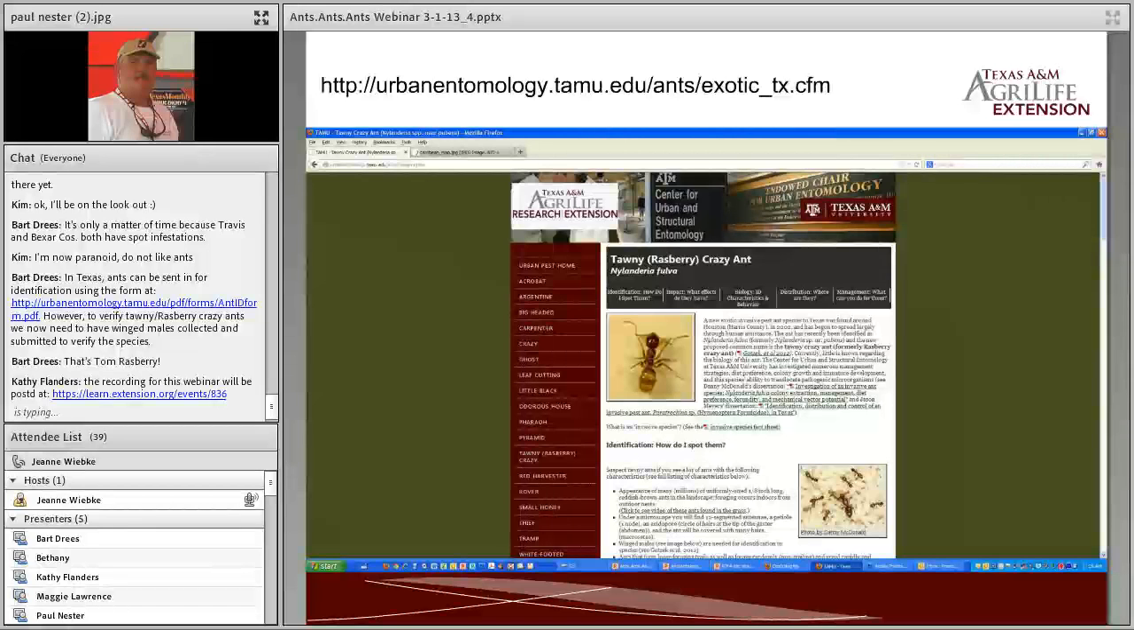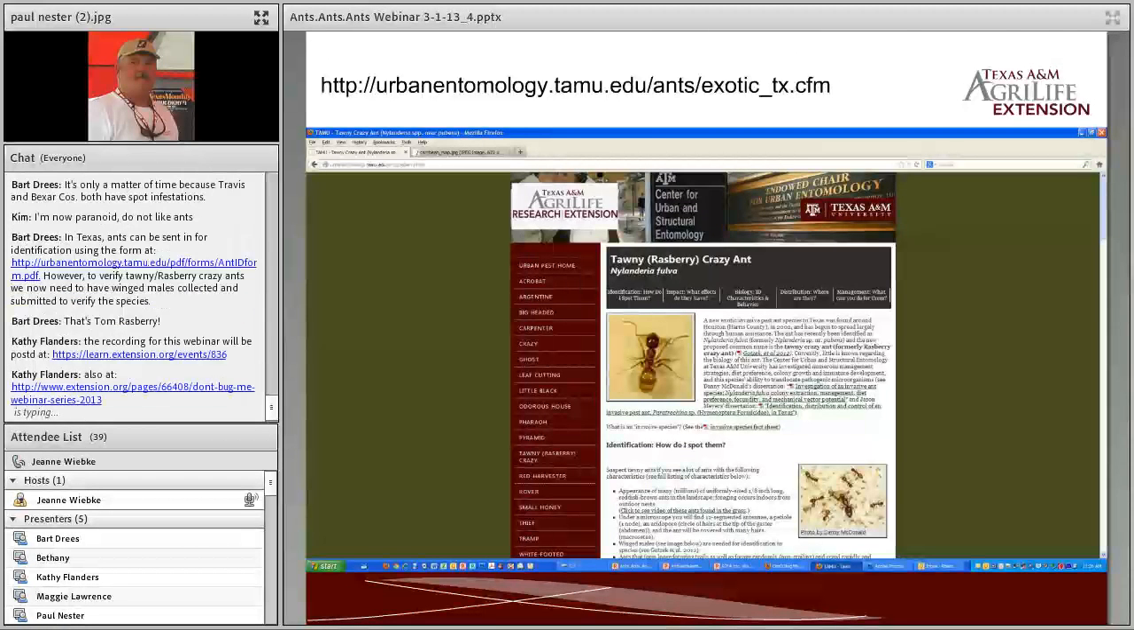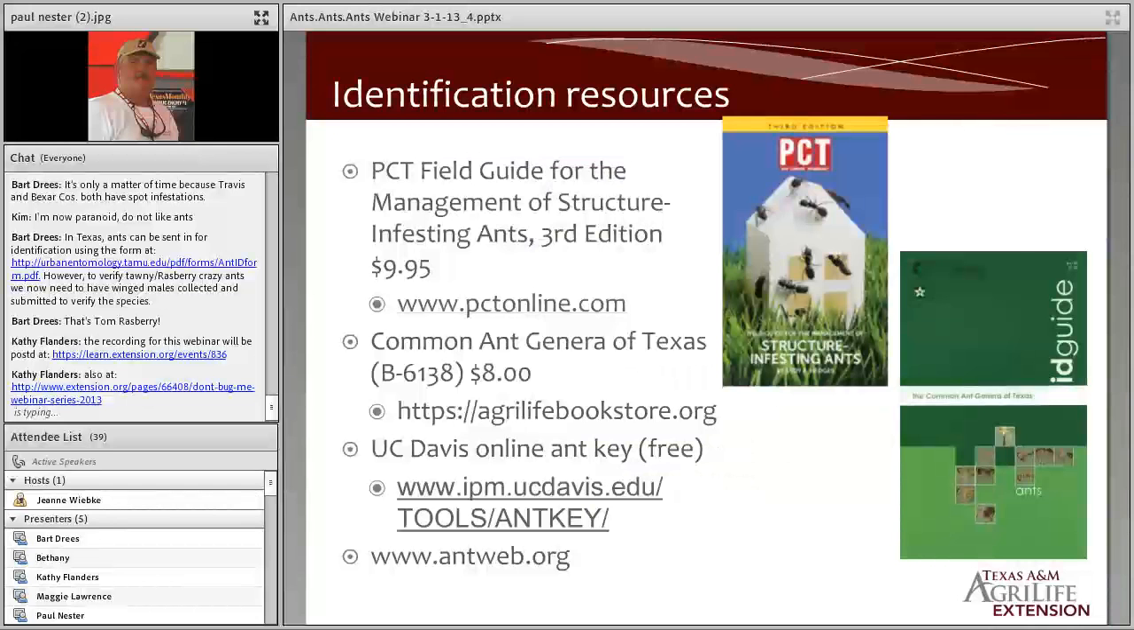That concludes the information that I have for both the Argentine and the raspberry crazy ant. If you would like more information, there is the Urban Entomology website at Texas A&M. It's urbanentomology.tamu.edu, and they have the tawny crazy ant information. Plus, there is also information on the Argentine ant if you're in Texas or you want some information there. Of course, a good Google search on this will also bring up some information.